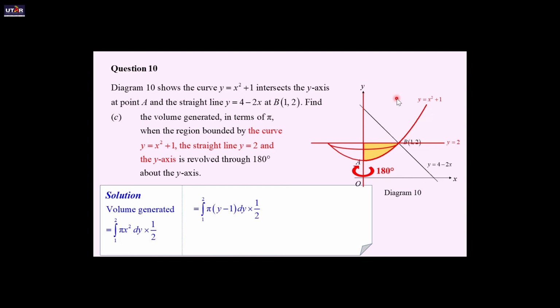By performing the integration, you will have pi multiply y squared over 2 minus y. We have to evaluate the integral by substituting the lower limit y is equal to 1 and the upper limit y is equal to 2. After that, we have to multiply by half. So by performing the calculation, this will give the answer pi over 4 unit cube, or you can also write it as 1 over 4 multiply pi unit cube.